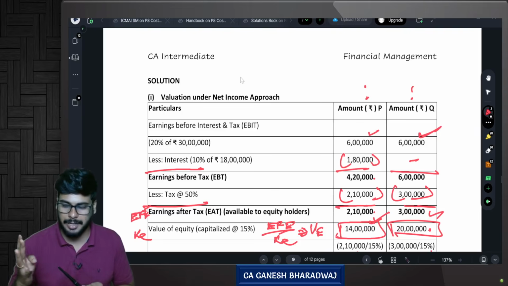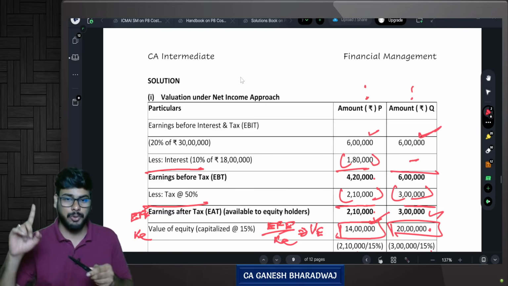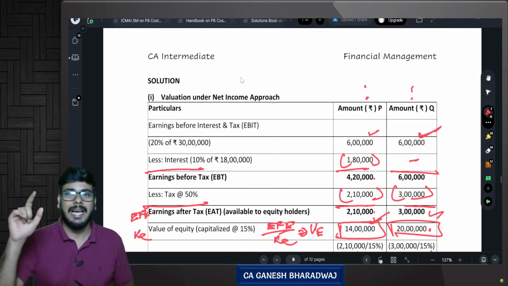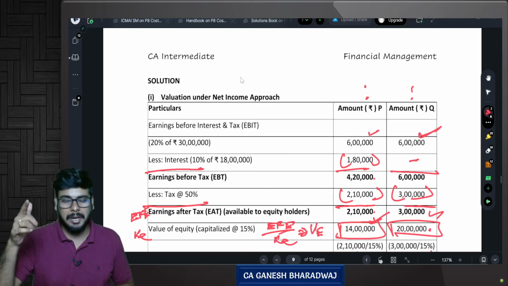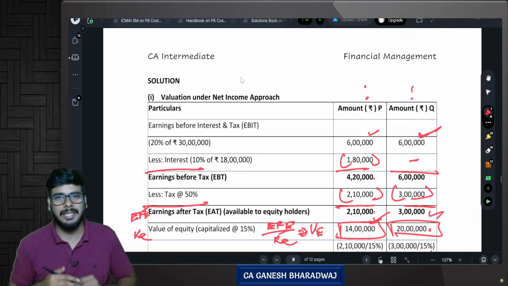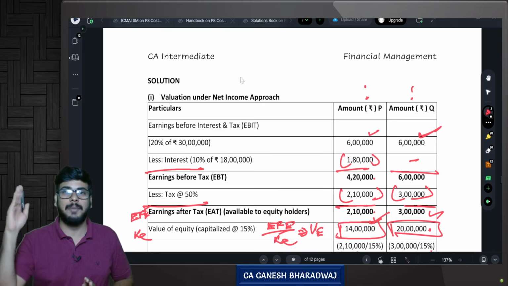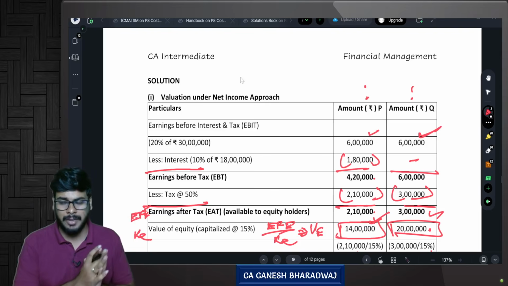There are 4 capital structure theories broadly: your net income approach, net operating income approach, traditional approach, and the MM approach, with and without tax. The approach without tax is the same as your NOI approach. The approach with tax has only one difference: value of levered firm is equal to value of unlevered firm plus debt amount into tax rate. That's the only difference. Are you clear with this?